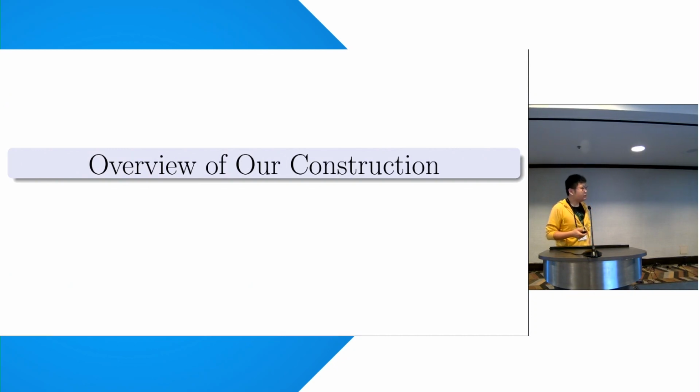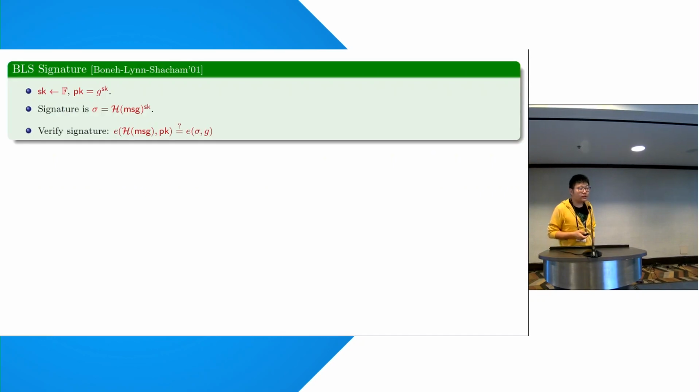So okay, now let me give you a quick overview of how we construct our scheme. Since our scheme is based on the BLS signature, let me quickly recap what BLS is. BLS is this elegant construction that uses a pairing-friendly group. Your secret key is just some random field element. The public key is G raised to SK. And whenever you sign a message, you simply raise the hash of the message to your secret key. The verifier verifies this equation by checking whether the hash of the message paired with the public key equals the signature paired with the generator or not.